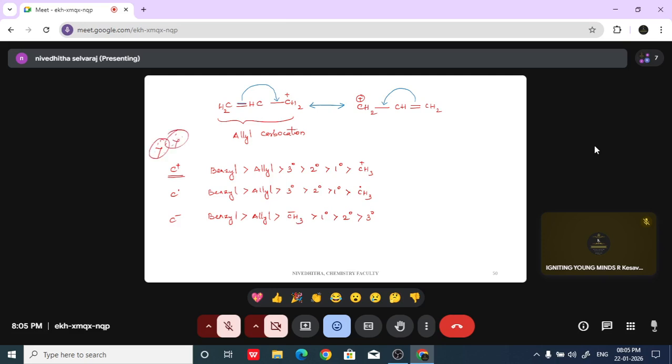You may get questions directly from this stability of intermediates, or in 12th standard we may use this concept to understand the reaction mechanism also. So understanding the stability is very, very important. Okay, any doubt? Any doubt?